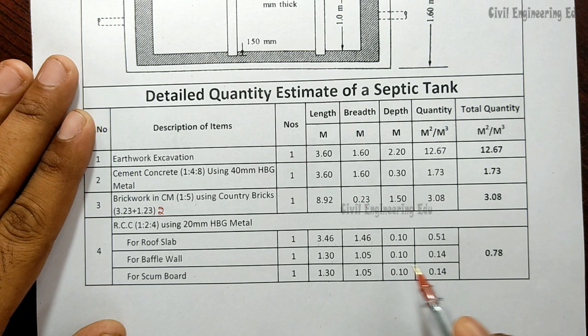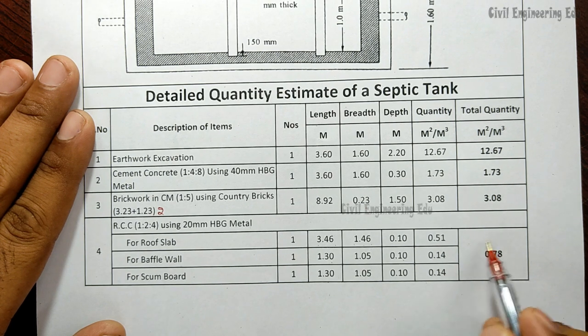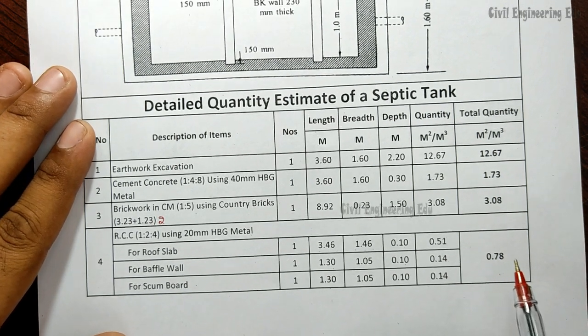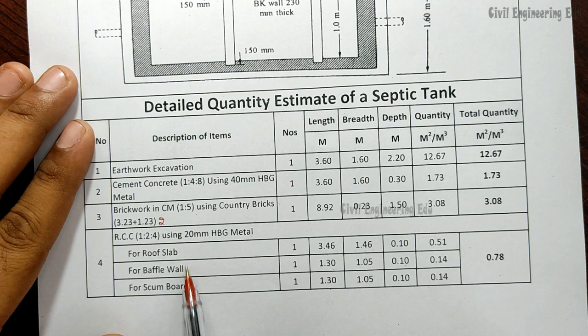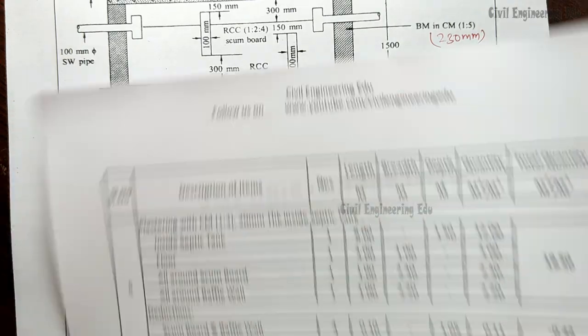Both the walls. So length into breadth into depth is equal to quantity. If we add these three, we will get 0.78 meter cube as the quantity of RCC required for these three different elements, right? Now let us see the other calculation.